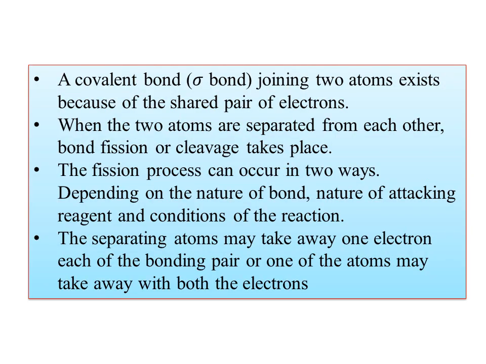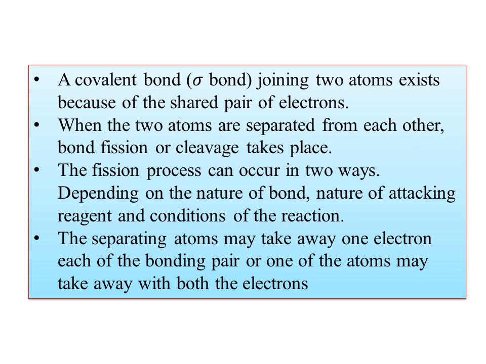A covalent bond joining two atoms exists because of a shared pair of electrons. When two atoms are separated from each other, bond fission or cleavage takes place. Fission can occur in two ways. I told you, always a covalent bond will be there in organic molecules. The covalent bond can be cleaved in two different manners, depending upon the nature of the bond, the nature of the attacking reagent and the conditions of the reaction.